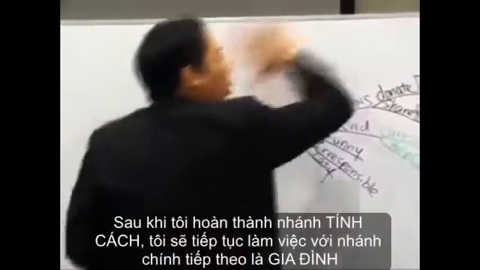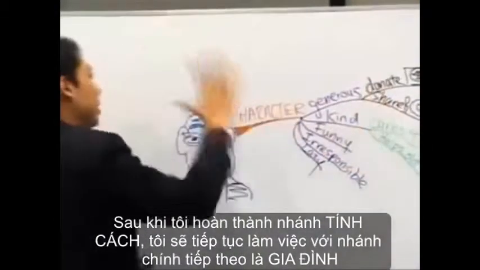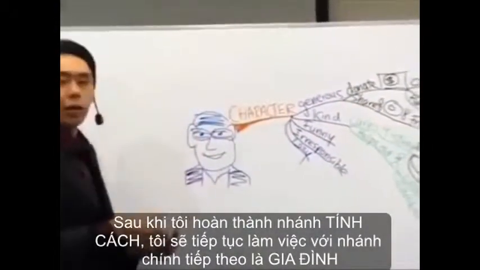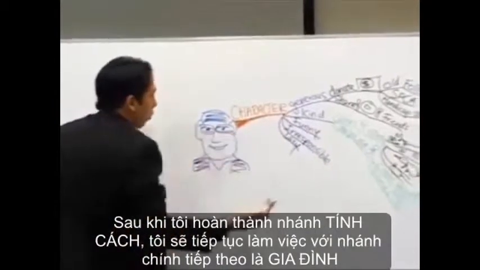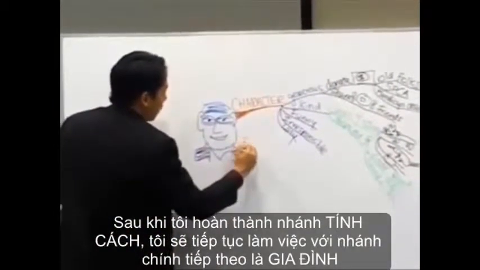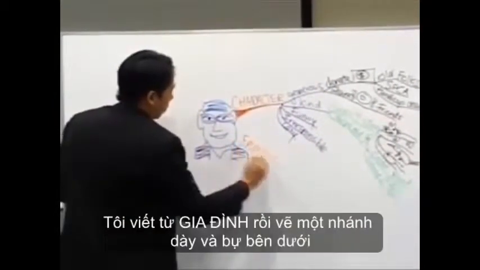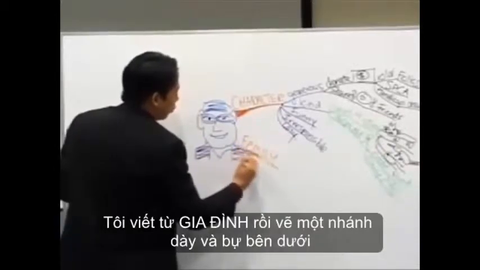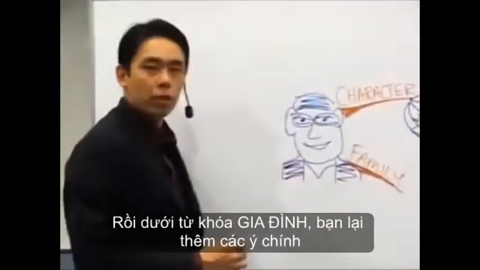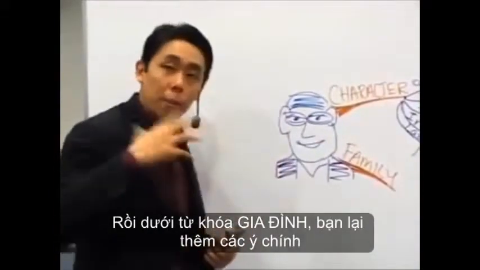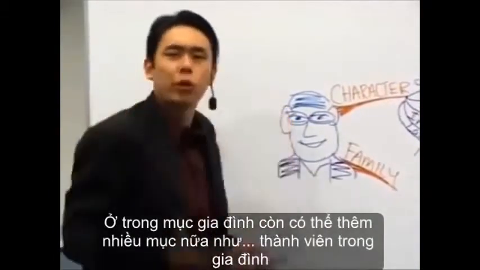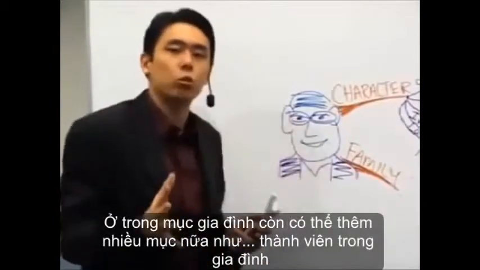So once I finally complete this entire section under this first subheading called character, what do I do? I'll then add the next subheading, which is, for example, family. Okay, and I draw another large thick branch under family. So under family, you can put down the main points, right? Now, there are so many things to talk about Johnny's family, but again, you could subsection it into certain categories.